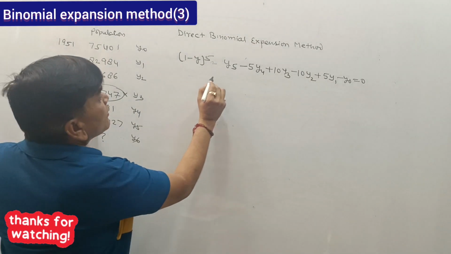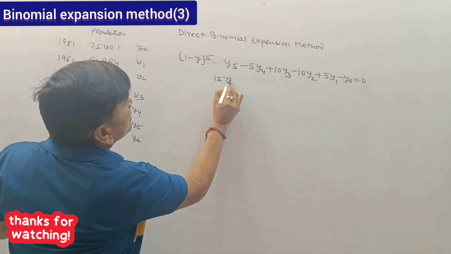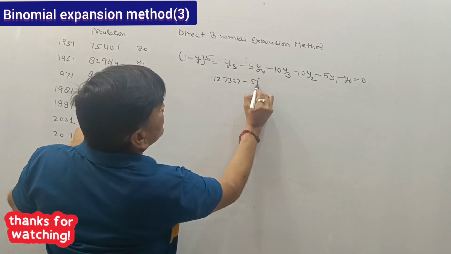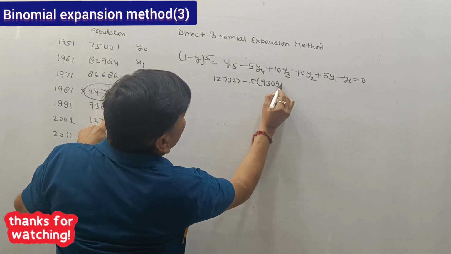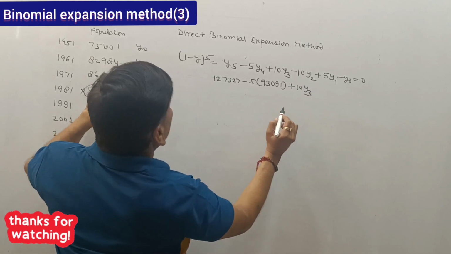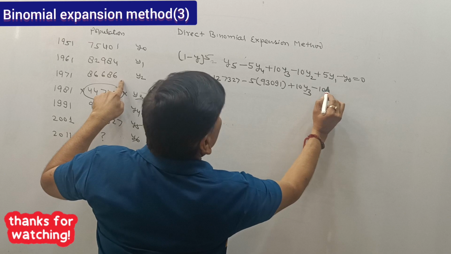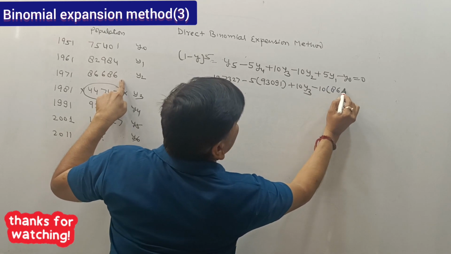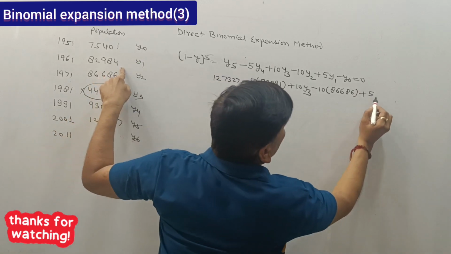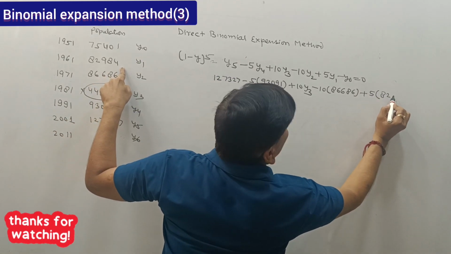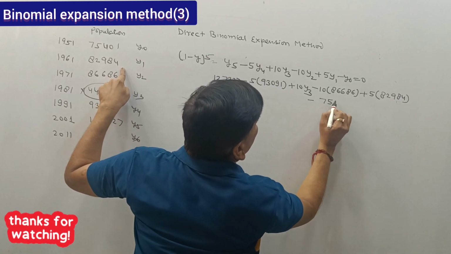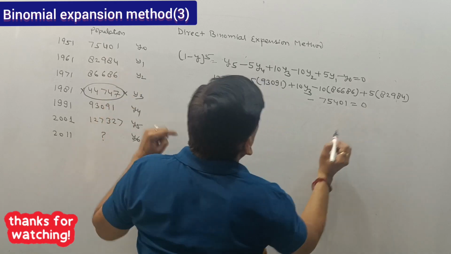Writing the data: 127327 minus 5 multiplied by 93091. y3 is not given because this is wrong data. Minus 10 times 86686 plus 5 multiply by 82984 minus 75401 is equal to 0. This is the first equation.